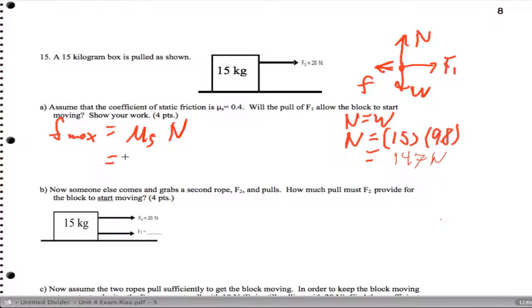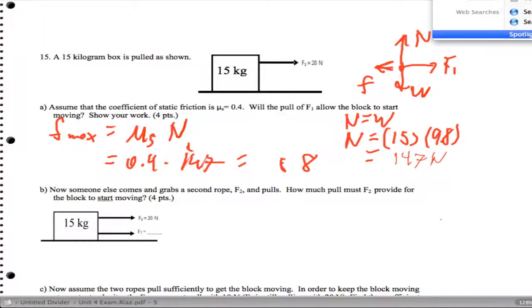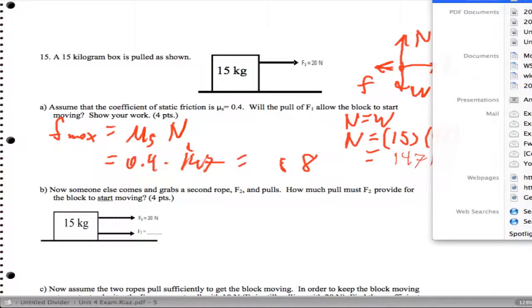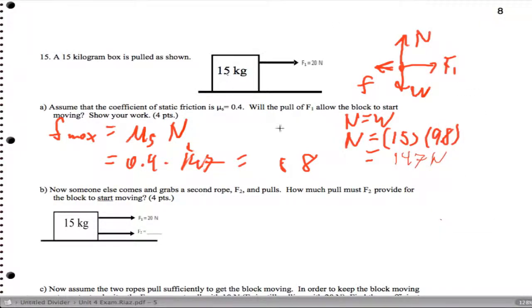And so let's get that friction force of 0.4 times 147. And you know what? I'll have to calculate that now, and I get 58.8 newtons. Now, that's what I need to get it moving, but I'm only applying 20. So the answer is no, it won't.